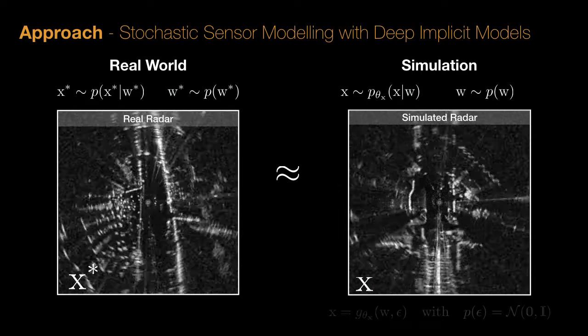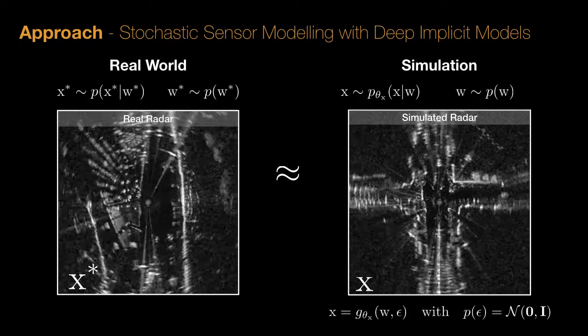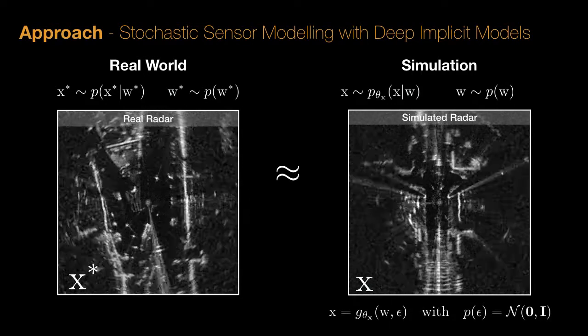We use a neural network to learn the mapping from world state whilst also learning how to replicate stochastic noise artifacts. We represent the world state as an elevation map. This allows us to easily interface with existing simulation environments without relying on specialized world models.